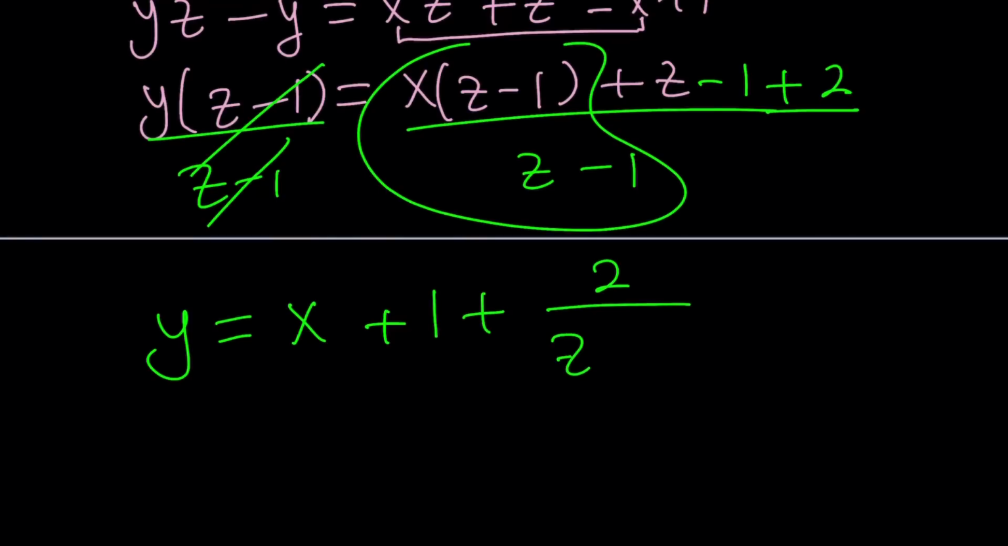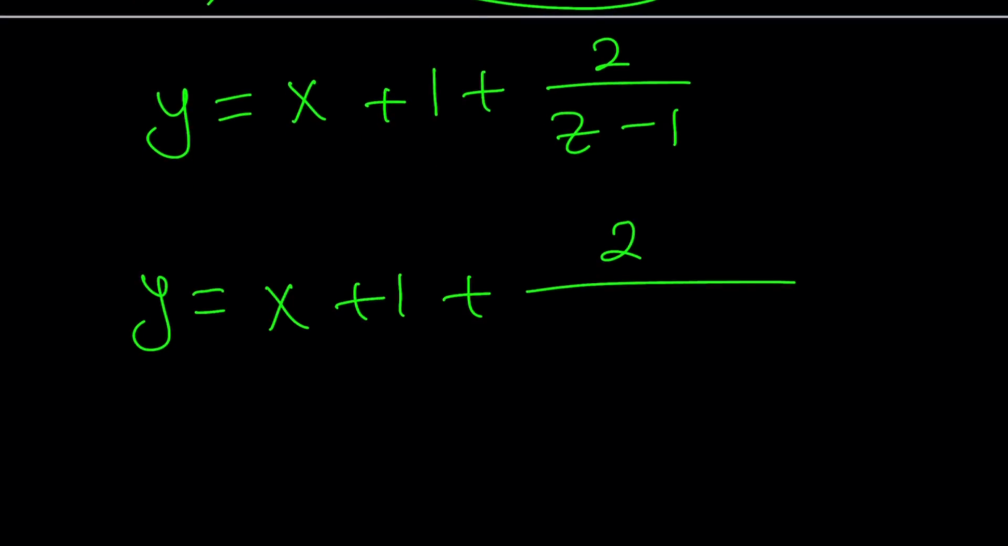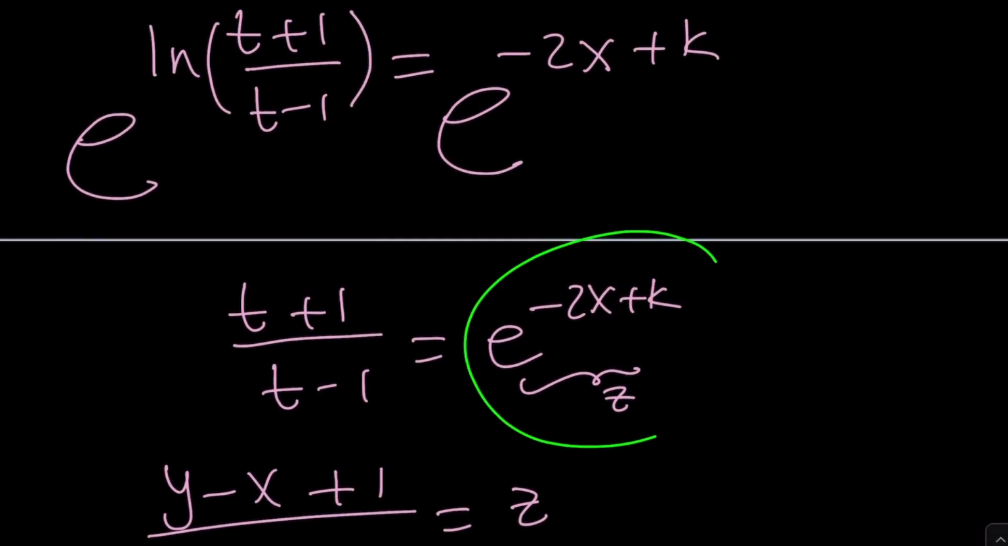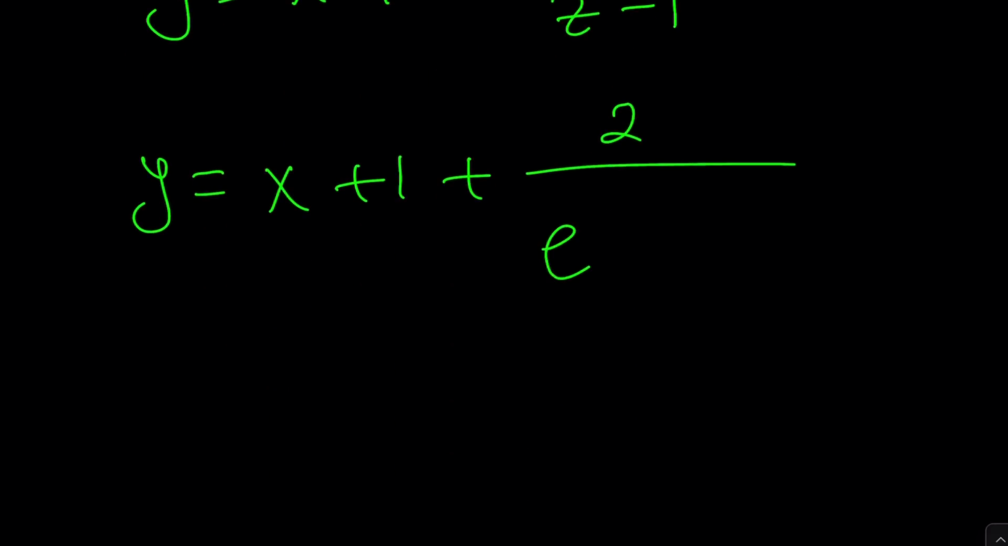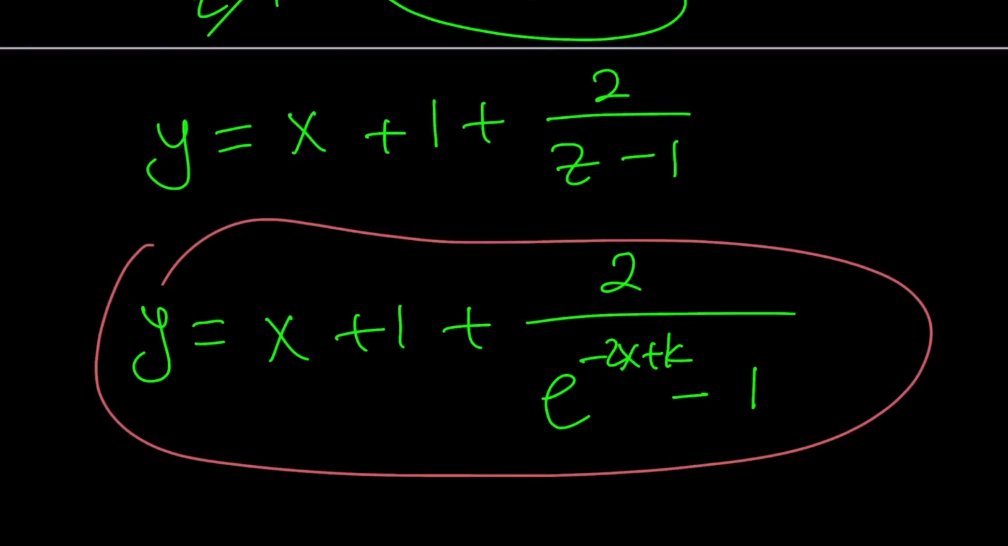And finally, I'll get this. Now I'm going to go ahead and replace z with something, and that'll do the job. What was z? Z was e to the power negative 2x plus k. And then I just have to subtract 1 from this, and that should be the solution if I didn't make any mistakes. And this brings us to the end of this video.